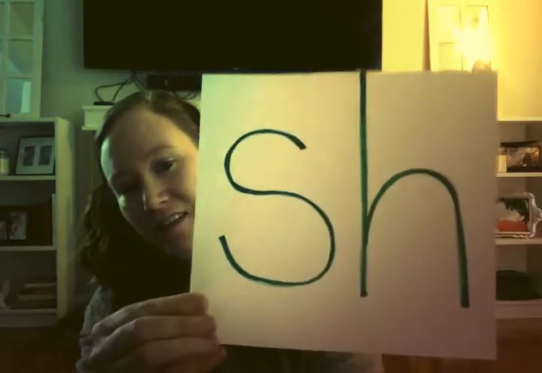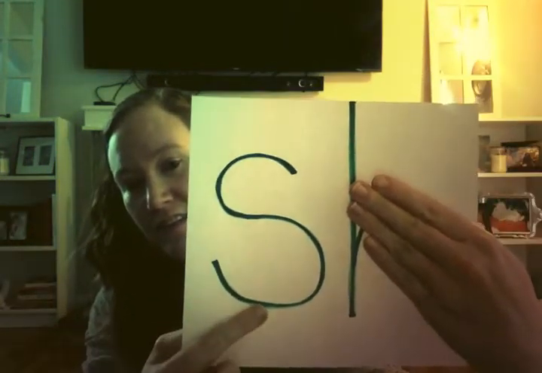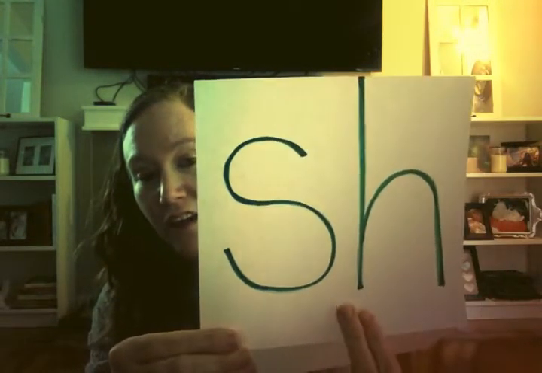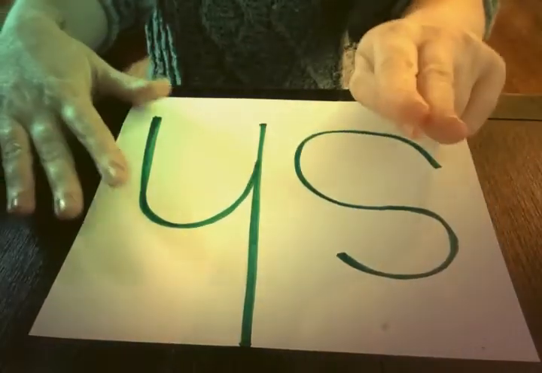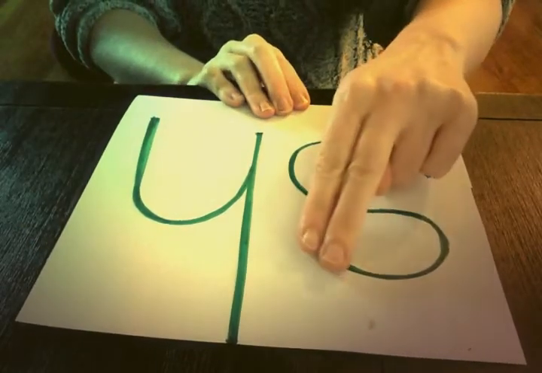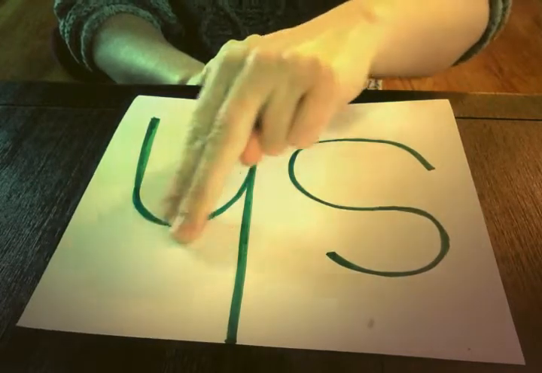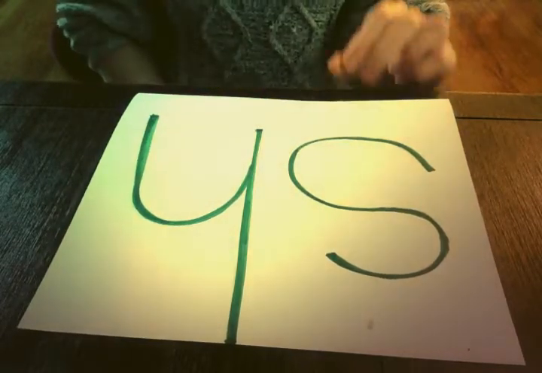Okay, so today's sharing sound is sh, and this is how it's written. So this sound by itself is s, and this sound by itself is h. But when you put the two letters together, it makes a new sound, which is sh. And let me show you how to write it. Okay, so you take your two fingers, and you're going to start with the sh. Okay, now let's play the I Spy game.